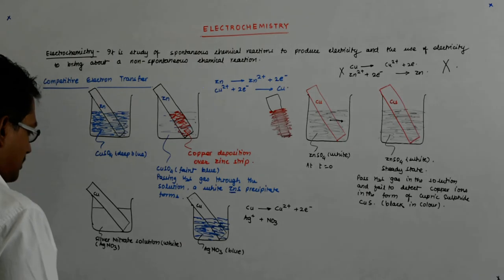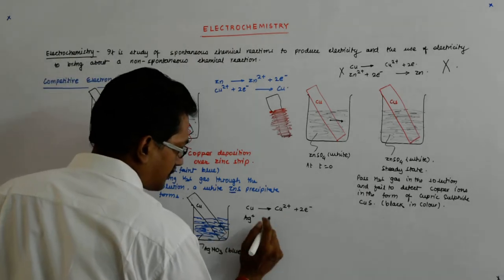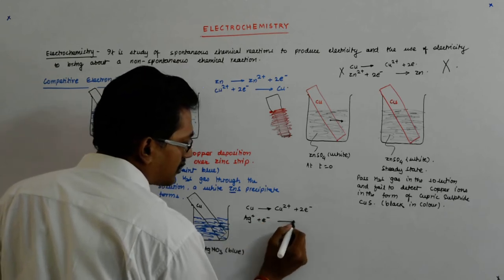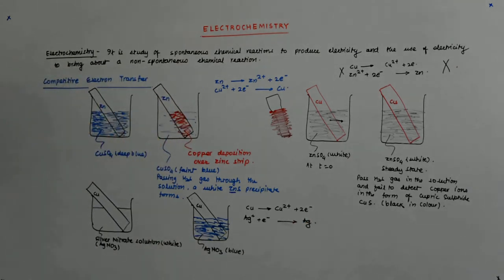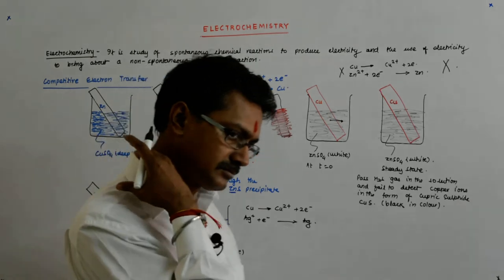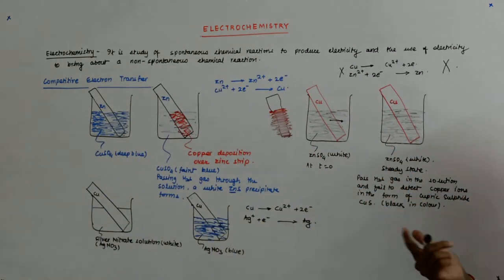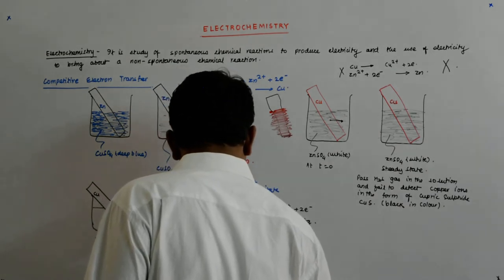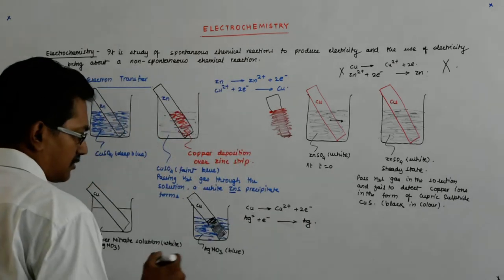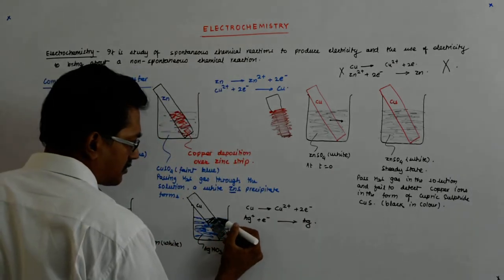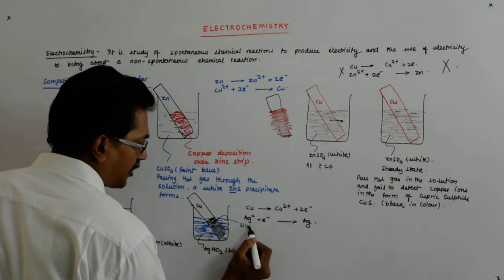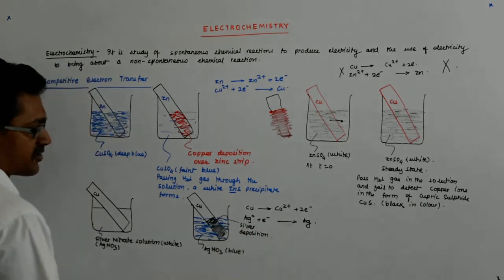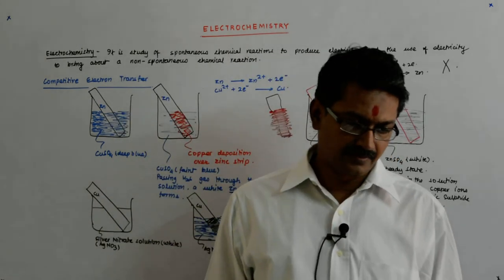Ag accepted, sorry, that electron to give you silver metal. There will be a deposit on the strip. Silver gets deposited here. On this there'll be silver deposition. Okay? There is silver deposition here. On the strip, you have silver deposited.